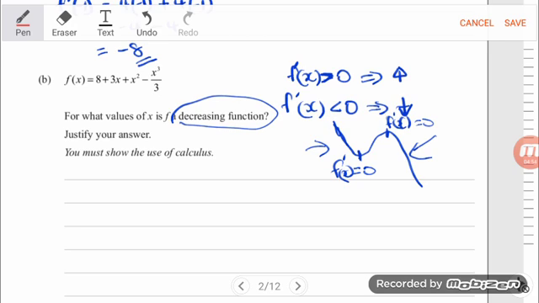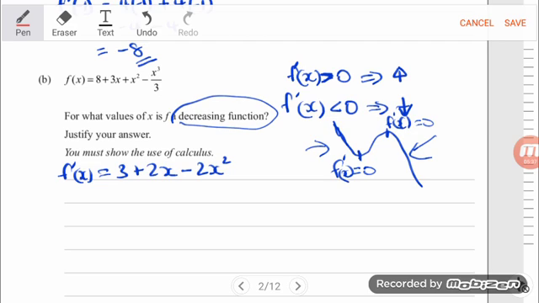So to represent this in numerical values, we need to, of course, differentiate, because they want to know where it's decreasing, where the gradient function is negative. So we need to find a gradient function, f dash of x. 8 goes to 0, 3x goes to 3, 2x minus 2x squared. Okay, so here we've got a parabola.